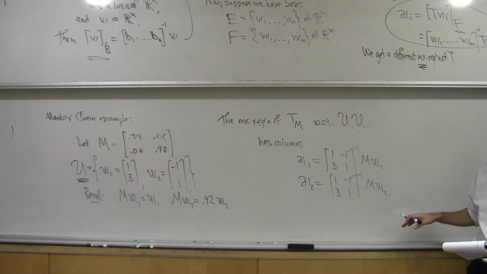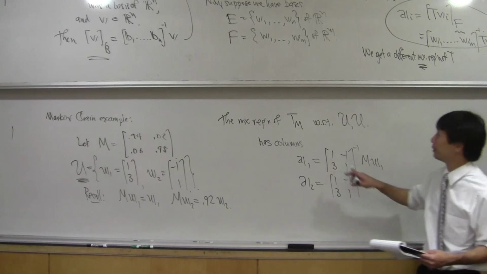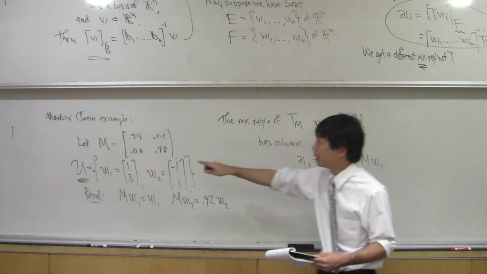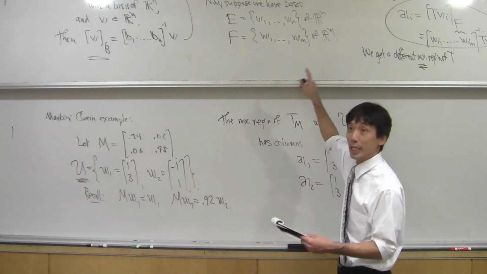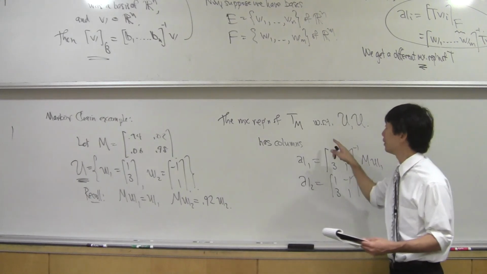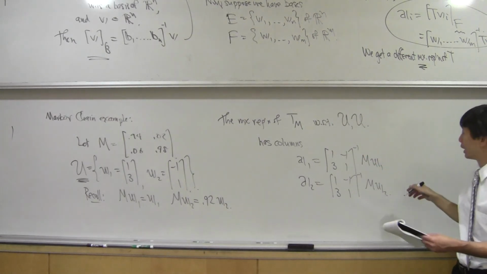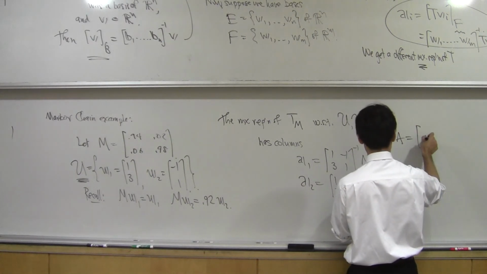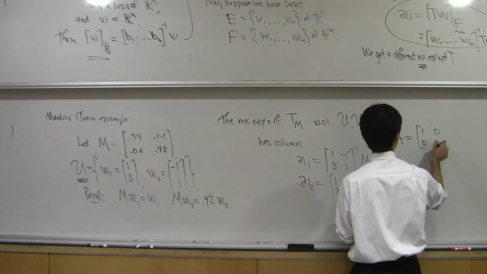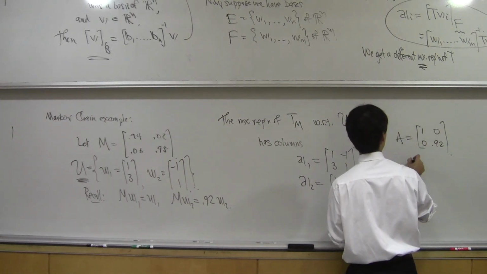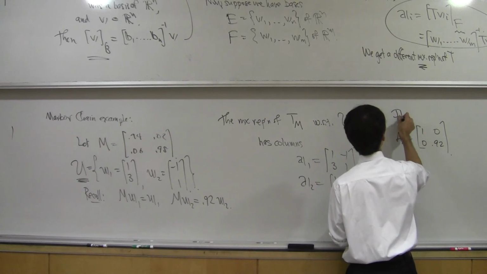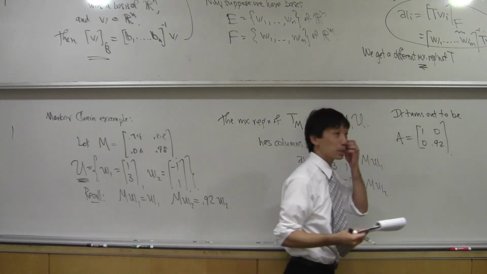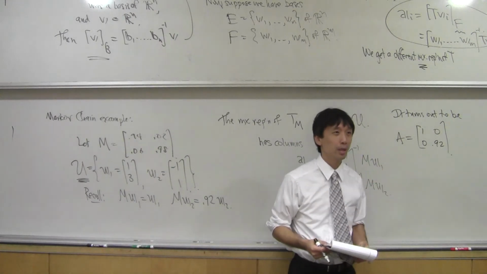What does the top line read? The matrix representation of T sub M with respect to U and U. So U is the basis, and we use the same one on both sides. These are like our E and F. A turns out to be the matrix 1, 0, 0, 0.92.